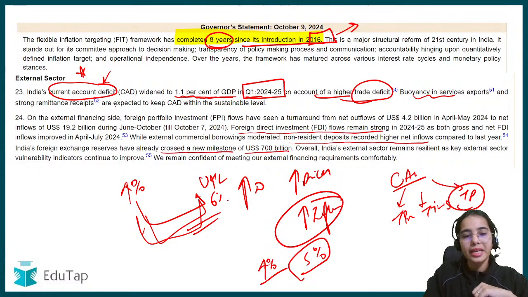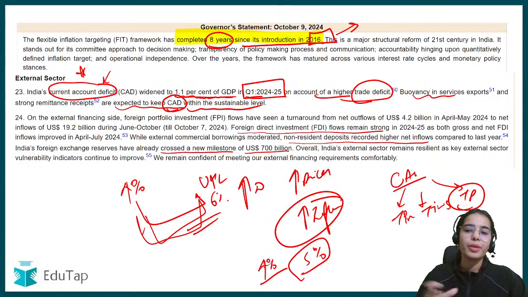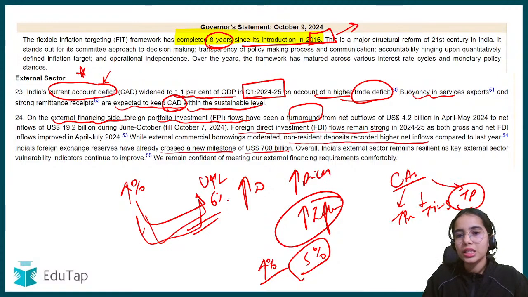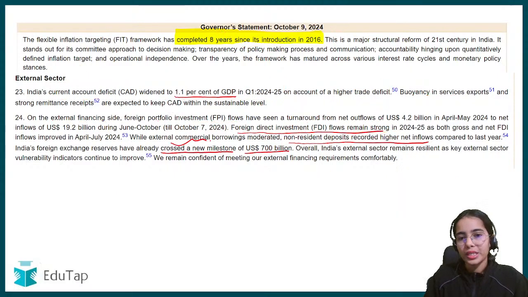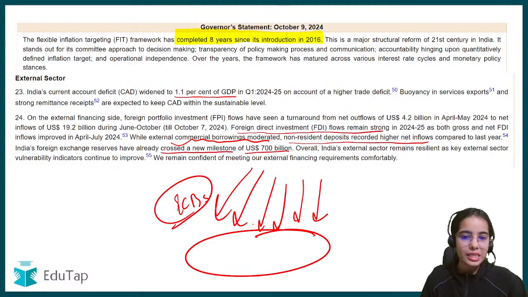These are expected to keep the current account deficit within a sustainable level. So there is a deficit, but it is at a sustainable level because of the services exports and strong remittance receipts. On the external financing side, foreign portfolio investment flows have seen a turnaround from net outflows to net inflows, and foreign direct investment flows have remained strong, while external commercial borrowings have moderated. The external commercial borrowings that we were taking from other countries have decreased to an extent, and non-resident deposits recorded higher net inflows.